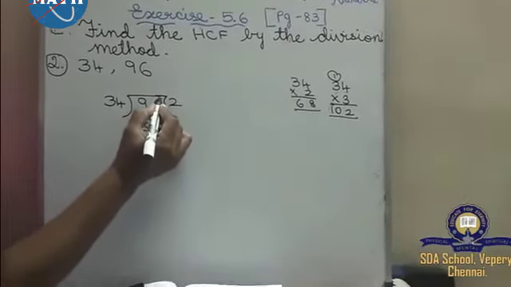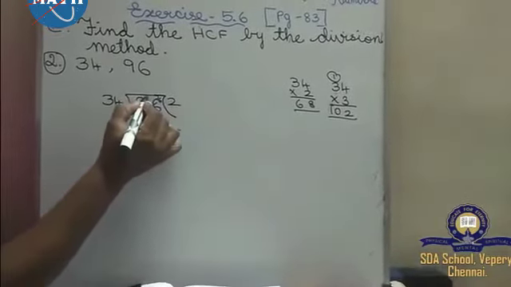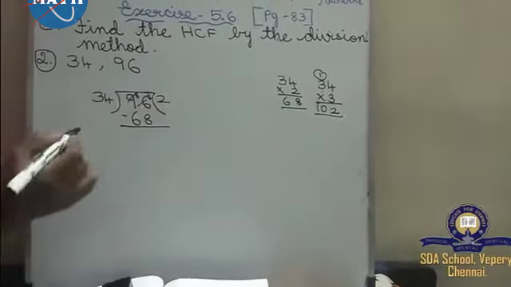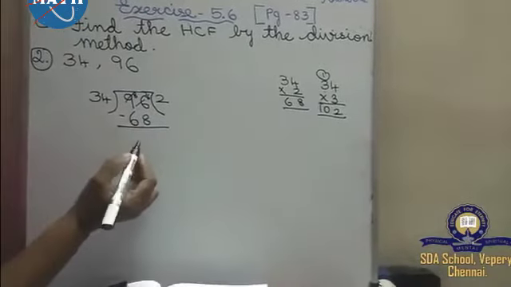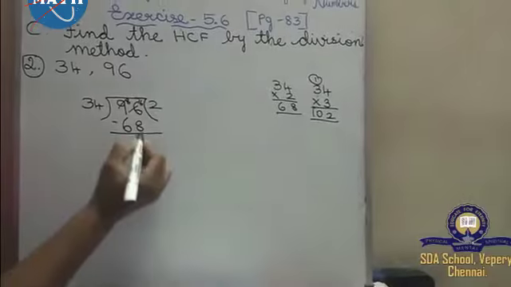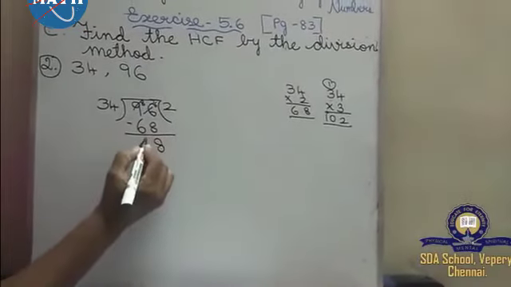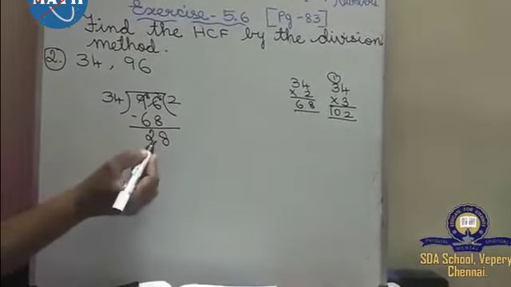After see, 6 will become 16 and 9 will become 8. So, after 8, if you count up to 16, what will come, children? 8 will come. 8 minus 6, 2. So, what's the answer? Remainder 28.